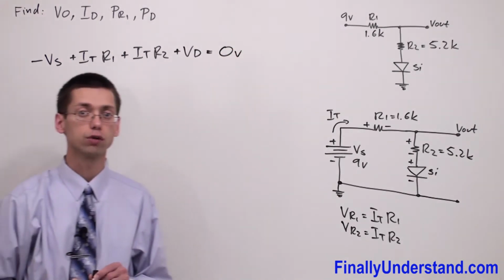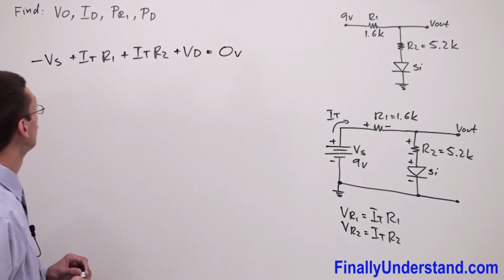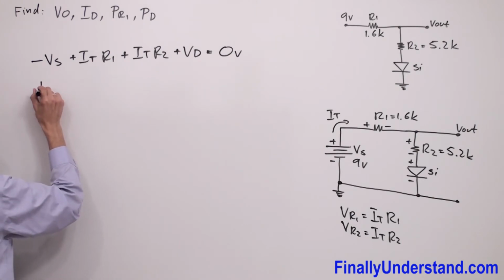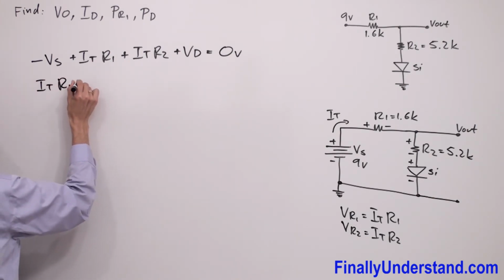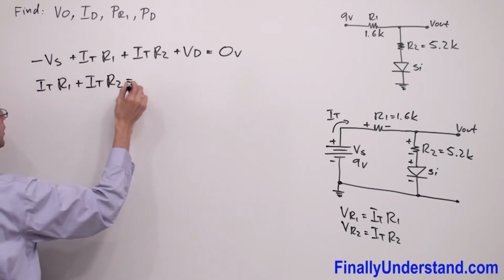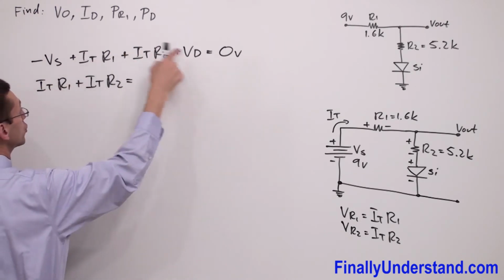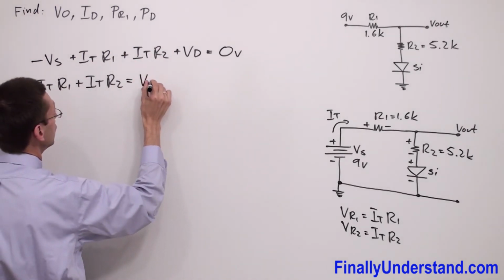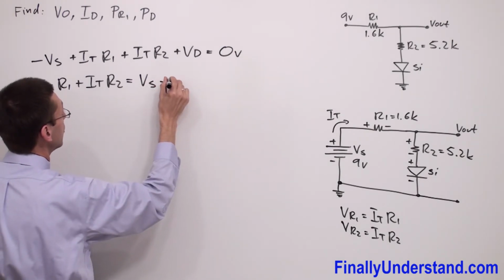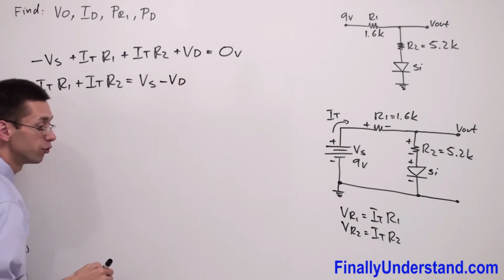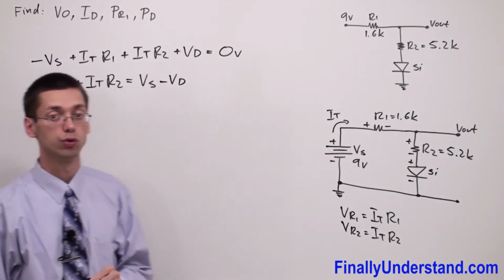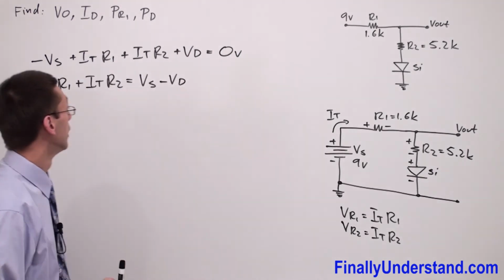Next, we're supposed to solve this equation for I total. So, I have I total R1 plus I total R2 is equal, you have to move negative voltage source to the right side of the equal sign, so I have Vs, and I have to also move Vd to the right side of the equal sign, minus Vd. If you don't understand what I'm doing, especially at this moment, you're supposed to review algebra.